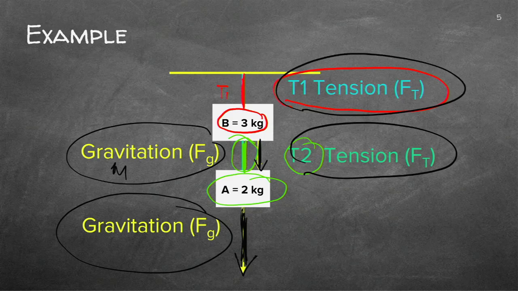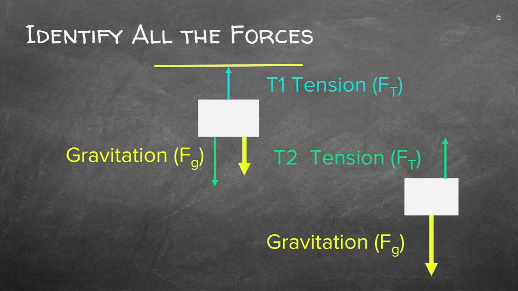Let's have a look. What am I going to do now? I am now going to draw them separately. I'm taking the 3 kilogram apart from the 2 kilogram. Why do we do that? So that we can get the system and actually see if we can substitute some of the values in the other one. The 3 kilogram has a gravitational force.